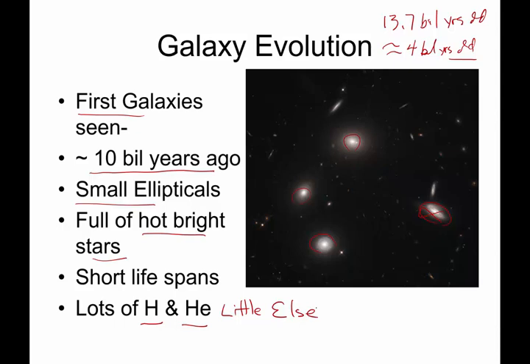Well, when the universe was first created in the Big Bang, the first two elements that dominated the entire universe for many, many years were hydrogen and helium. And as we've talked about in the past, stars have to go through a whole life cycle before you get other elements. So these very first small elliptical galaxies were about 10 billion years old, with hot, bright stars.